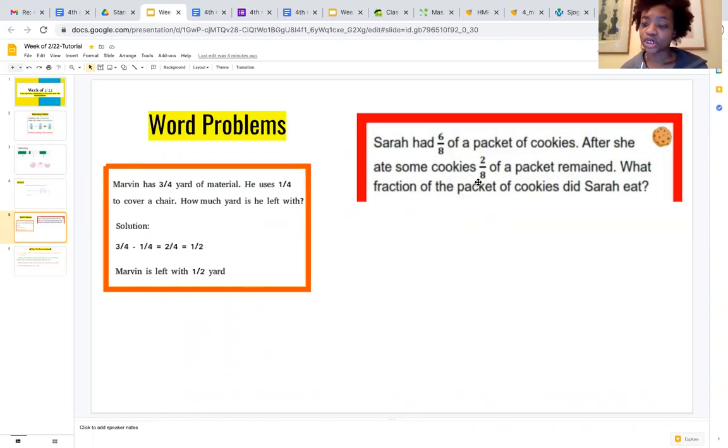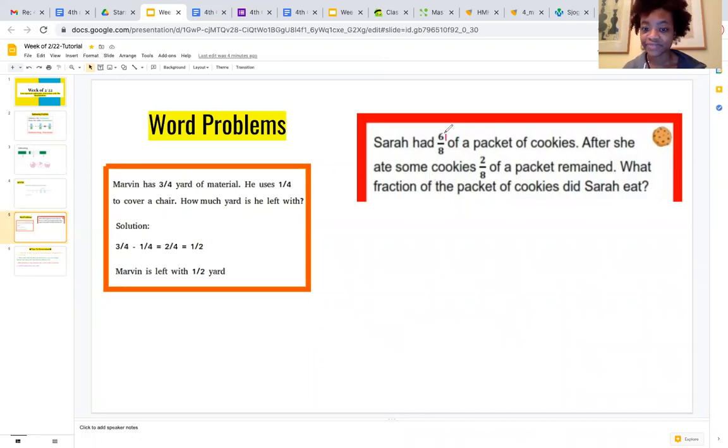And now we move on to our second problem in red here. Sarah had 6/8 of a packet of cookies. After she ate some cookies, 2/8 of a packet remained. What fraction of the packet of cookies did Sarah eat? So here we are looking for an unknown. And in order to do this, it's really helpful if we can set up an equation.